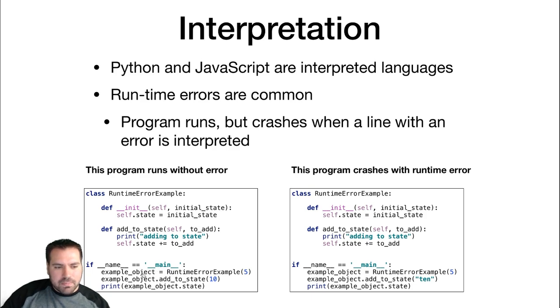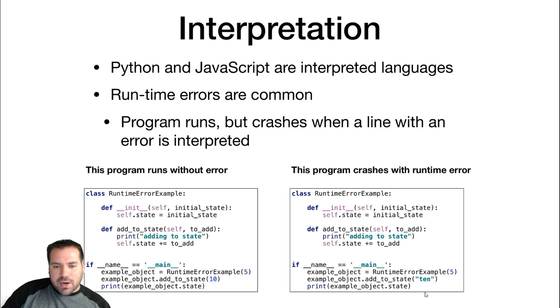We have this main method. We create a new object of RuntimeErrorExample, which calls its constructor. Syntax is different, but the same concept that we've been talking about. Call its method addToState with the value 10. Print "adding to state", just to give us an indicator of what's going on. Self.add, we're going to go to that state variable and add 10 to it, and then print out the state of the object, which will be 15. This program runs without errors. This is a great Python program that works and does that thing.